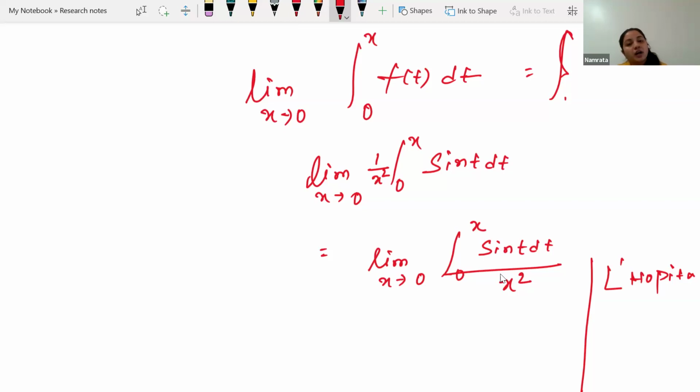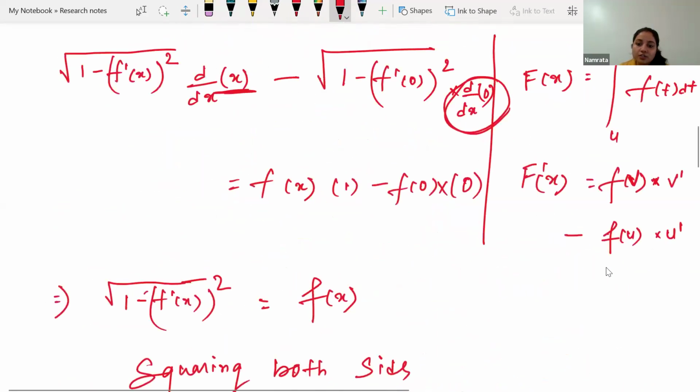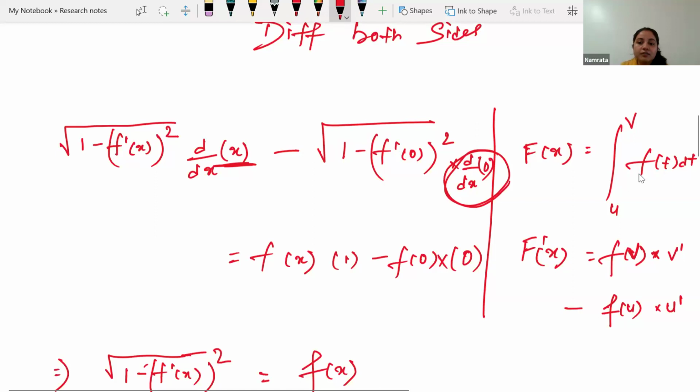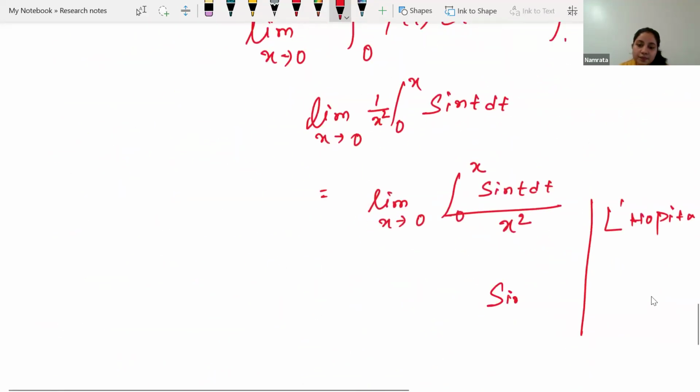For the derivative of the numerator, again we will be using the same formula which I have written over here, this formula given by Leibniz. Whenever we have this type of integration and then we are going to take the derivative, we use this formula, that is f of v, v dash, minus f of u, u dash. So eventually here also we will be getting sin x, and here x square's derivative will be 2x. Still, the limit x tends to 0 is there.